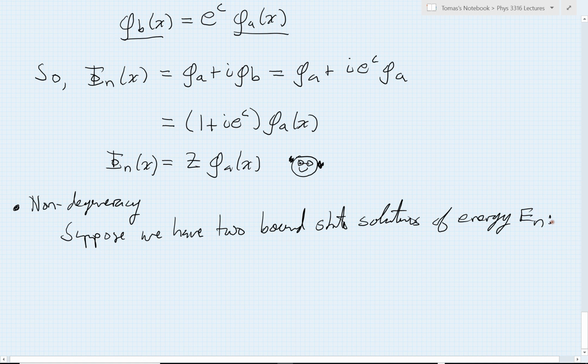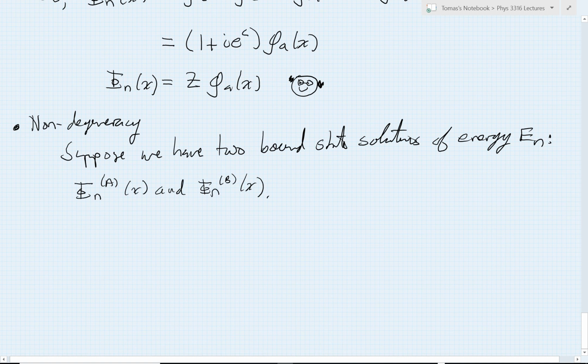And I'm going to call these solutions phi sub n A of x and phi sub n B of x. Now, the first thing that we know is if these are some arbitrary complex solutions, we know they are both related by constants to real solutions. That's what we just proved, these must be related by constants to real solutions.